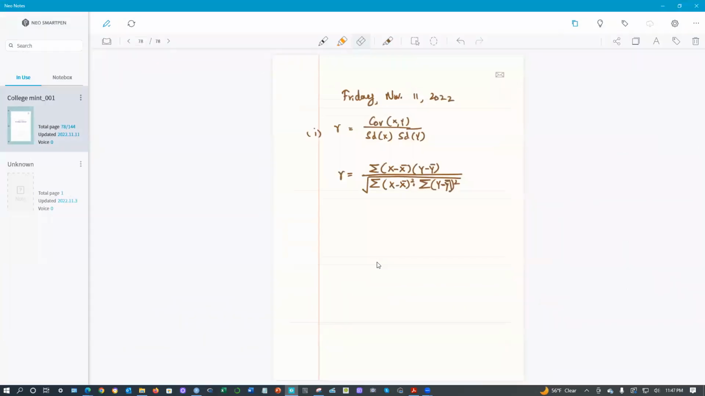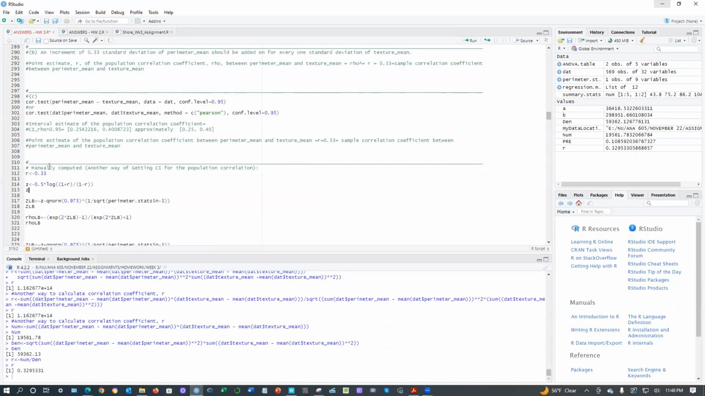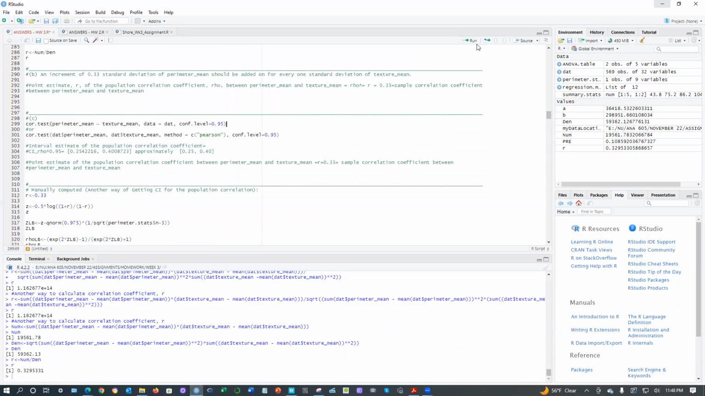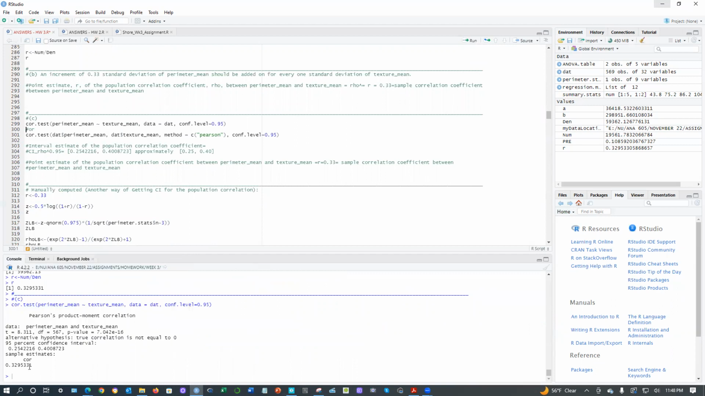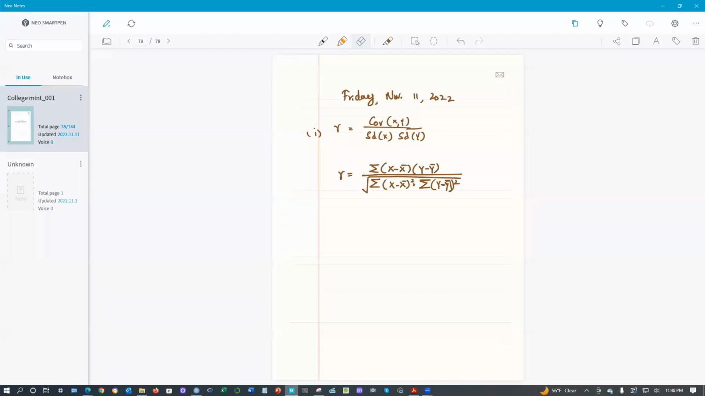Confidence interval. How do you build up the confidence interval? When you run the cor test with the given levels, you saw that this is a point estimate, this is an interval estimate. In addition to that, you see some numbers. I want to talk about those numbers as well. You see t, degrees of freedom, t value. Anyhow, let's get it done in another way. Confidence interval. Let's build this up.